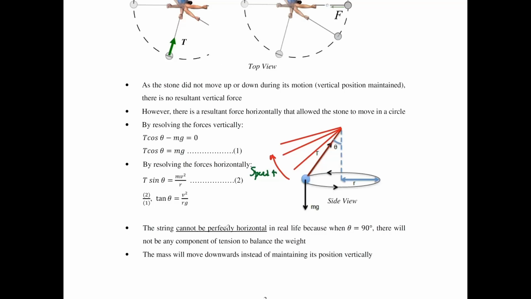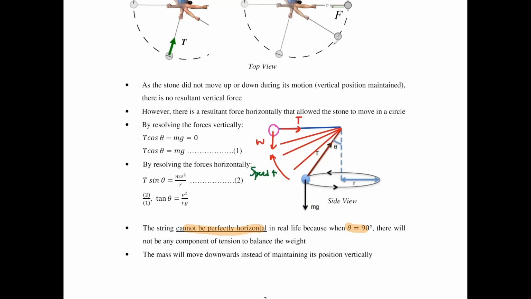So one thing to note here is that no matter how fast you swing your mass that's tied to the string, it will never ever be perfectly horizontal. Because what will happen is that when theta is 90 degrees, like the one that you're seeing right over here, you will notice that nothing will actually be balancing your weight. The mass is tied to the string. The mass has its own weight W, and then you also have tension T inside the string, right?